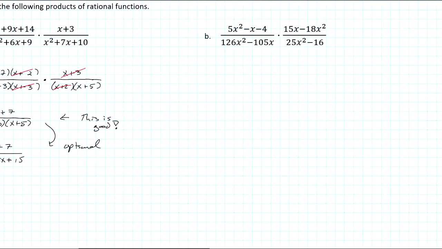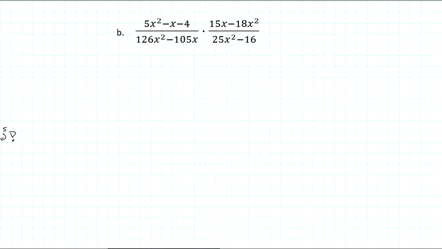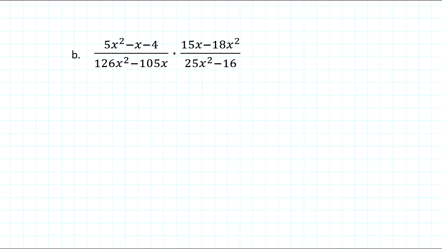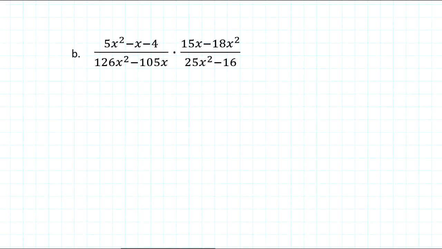For part B, we have (5x squared minus x minus 4) over (x squared minus 105x) times (15x minus 18x squared) over (25x squared minus 16). So it looks like we've got some harder factorization problems here. Let's just do one at a time. The first one that we have, top left, 5x squared minus x minus 4. Well, we need a 5x in one position and an x in the second position. And then our last numbers need to multiply to be 4.